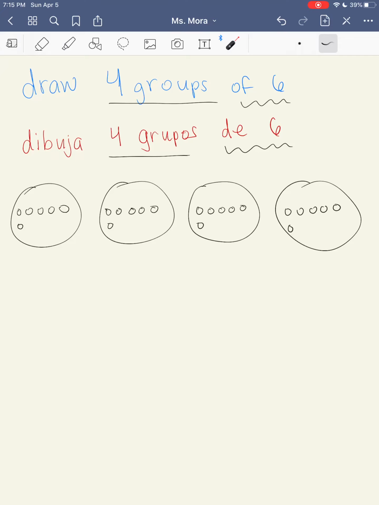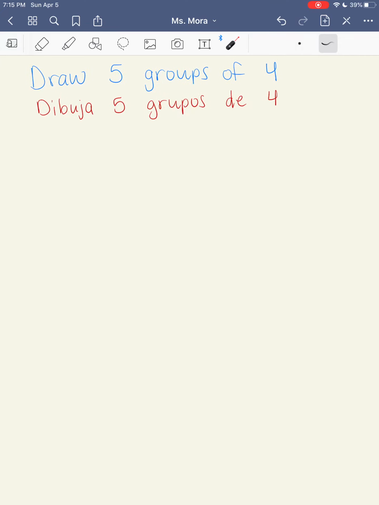All right. Let's do one more. Try to do this one by yourself. So this one says, draw five groups of four. Dibuja cinco grupos de cuatro.